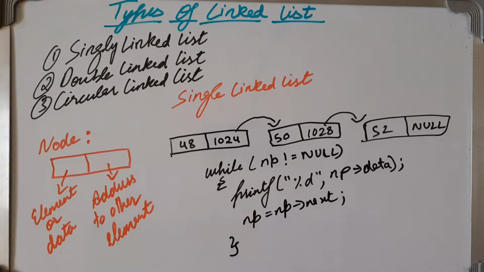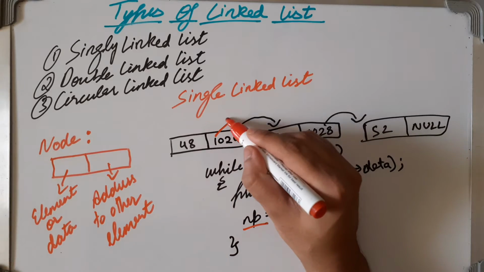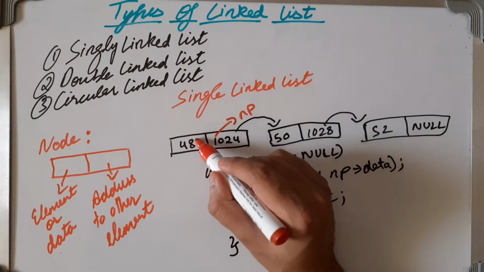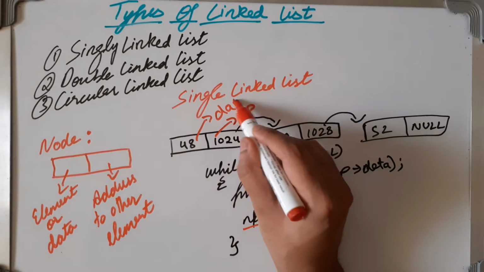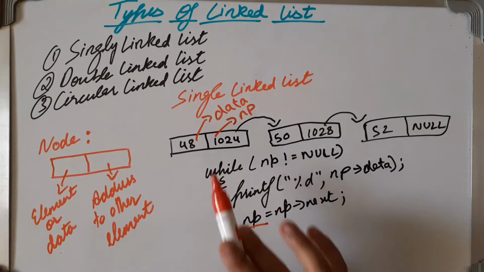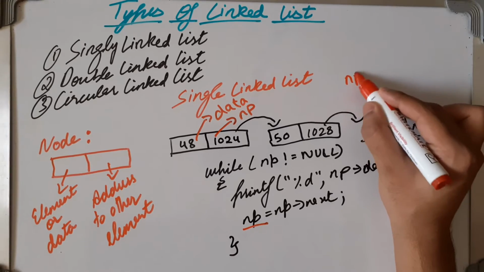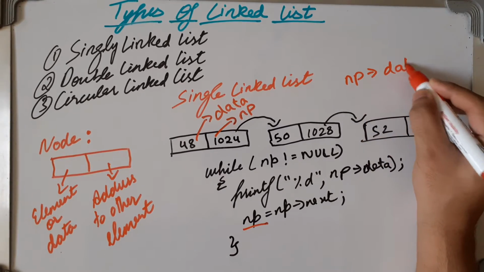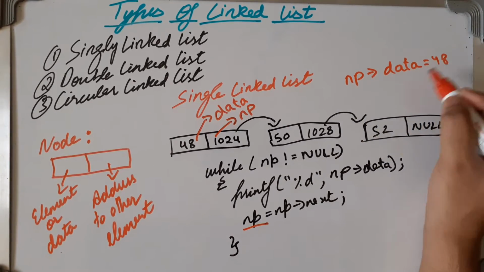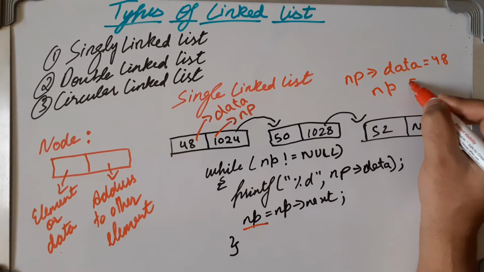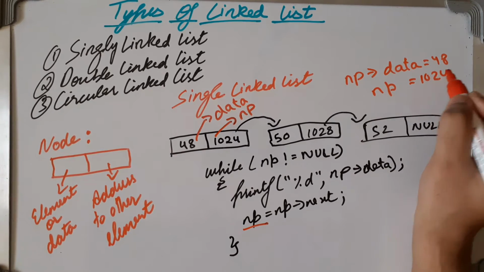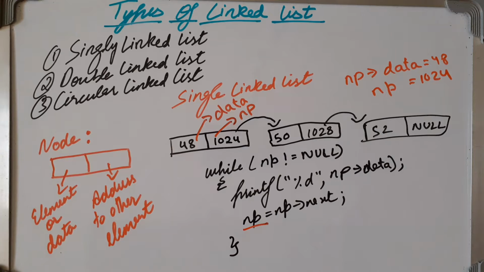This is basically used to display a single linked list. I am discussing this because you should know about np. np is this value and data is this value. If I am printing np of data, it is 48, and if I am printing np, it is 1024.